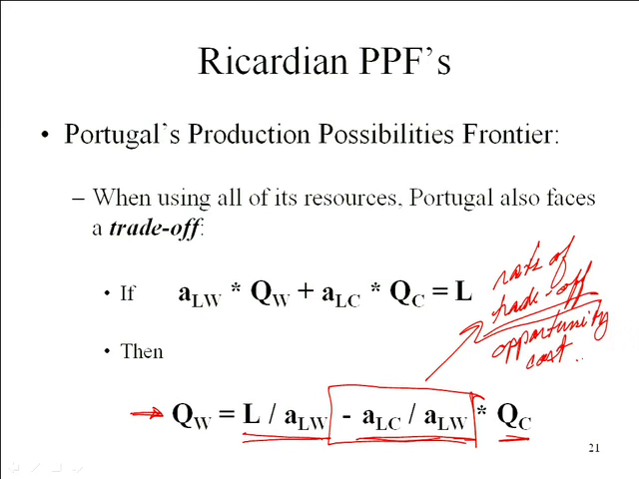What is the lost production in wine in order to produce more cloth? Or what is the lost production in cloth if we want to produce more wine? Now, you may not recognize it, but this particular equation here is actually our production possibilities frontier right here.